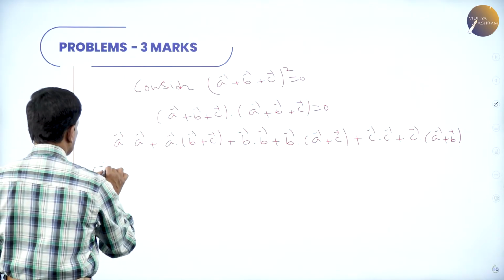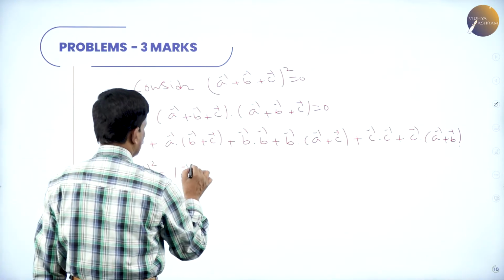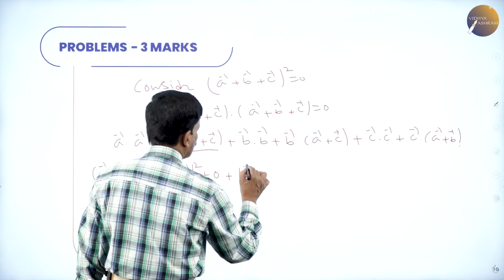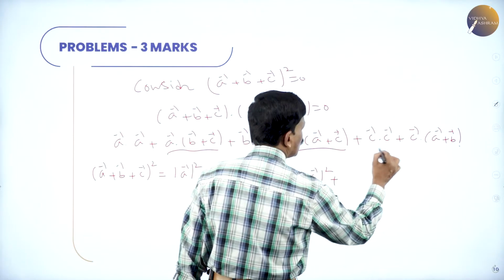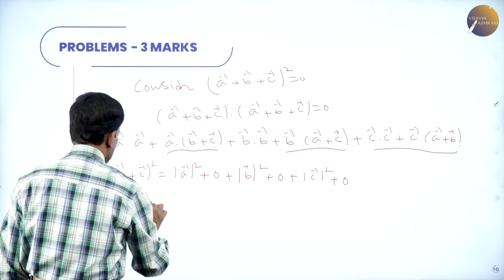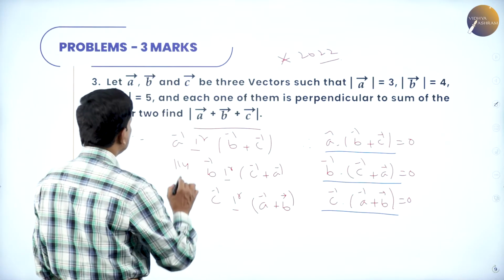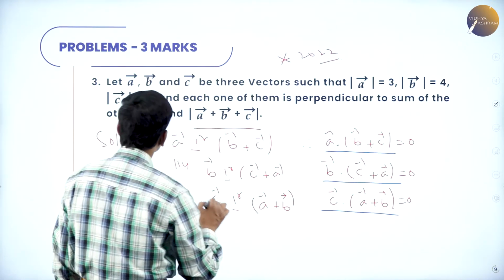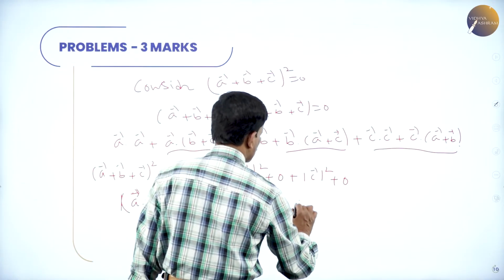So, therefore, vector A plus B plus C whole square is equal to length of A square, since this value is 0, plus length of B square, plus this value is 0, plus length of C square. Again, this value is 0. Now, what is given? The value of A is 3, square is 9. B, 4 square is 16, plus C, 5 square is 25. So this is nothing but 25 plus 25, which is equal to 50.